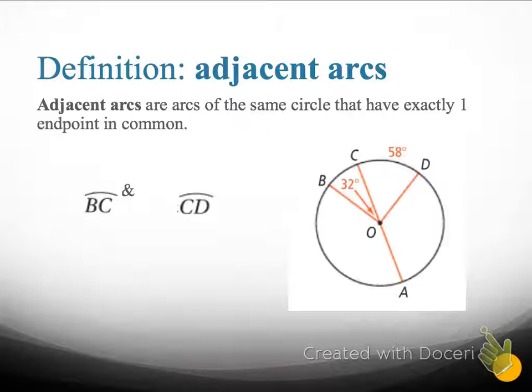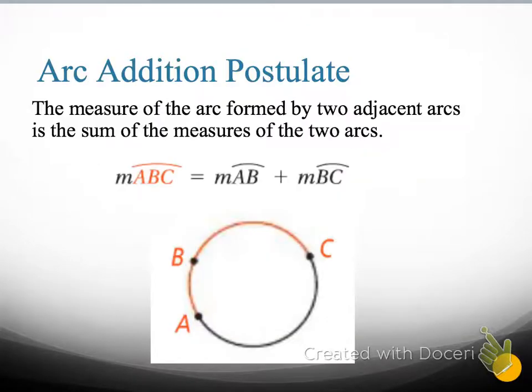Adjacent arcs. Adjacent means sitting next to. So adjacent arcs are arcs of the same circle that have exactly one endpoint in common. The arcs that sit next to each other. So BC and CD are adjacent arcs. They sit next to each other. Arc addition postulate. The measure of the arc formed by two adjacent arcs is the sum of the measures of the two arcs. So if I have ABC, I could add AB and BC to get the whole measurement.